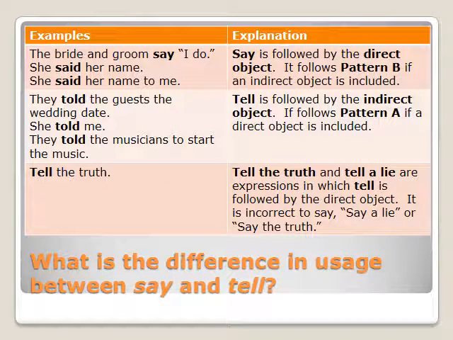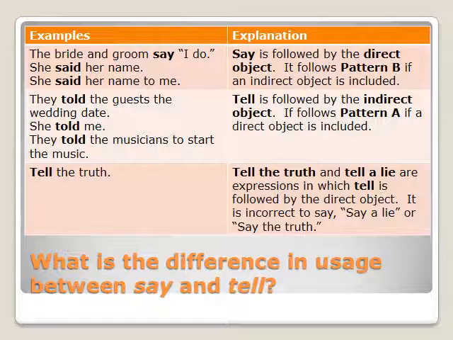All right. So the other reason why we need to know about direct and indirect object is because of the difference between say and tell. Say and tell have basically the same meaning, but say is always followed by the direct object. And so whenever you use say, you have to use pattern B if there's an indirect object. Tell is always followed by the indirect object, so it always follows pattern A if you have a direct object. So let's take a look at that.